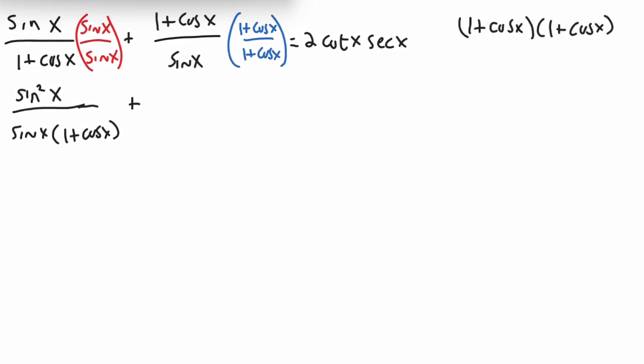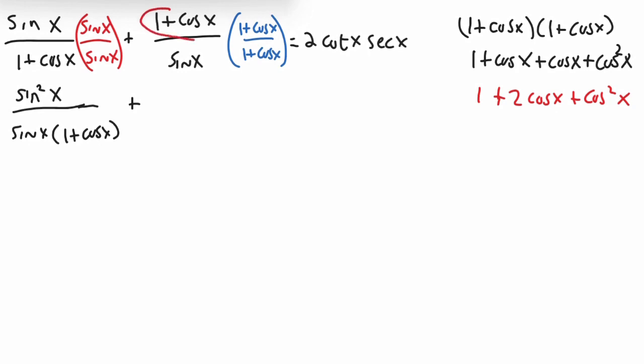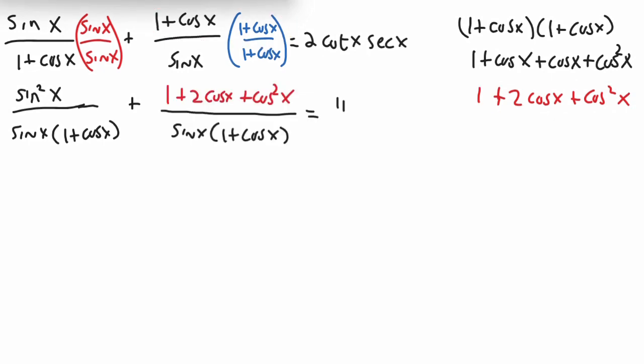So again, FOIL is first, outer, inner, last. 1 times 1 is 1. 1 times cosine x is cosine x. Cosine x times 1 is cosine x. Cosine x times cosine x is cosine squared x. So I'm going to replace the numerator, which is the product of those two, with this. And again, I'm leaving the denominator factored. So let's add these two fractions together now that they have the same denominator.